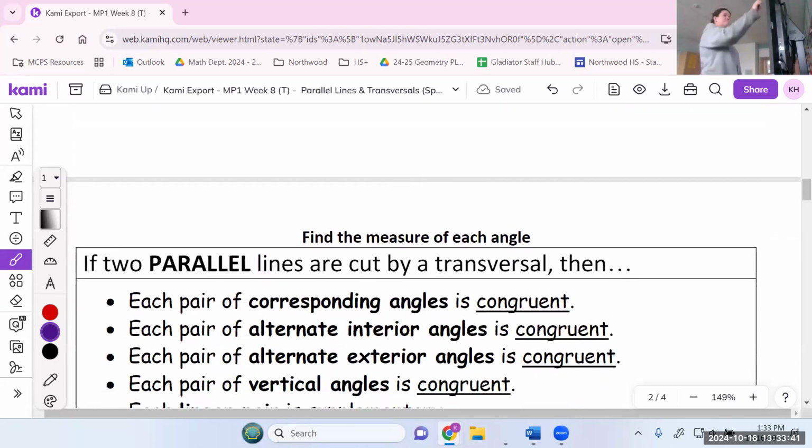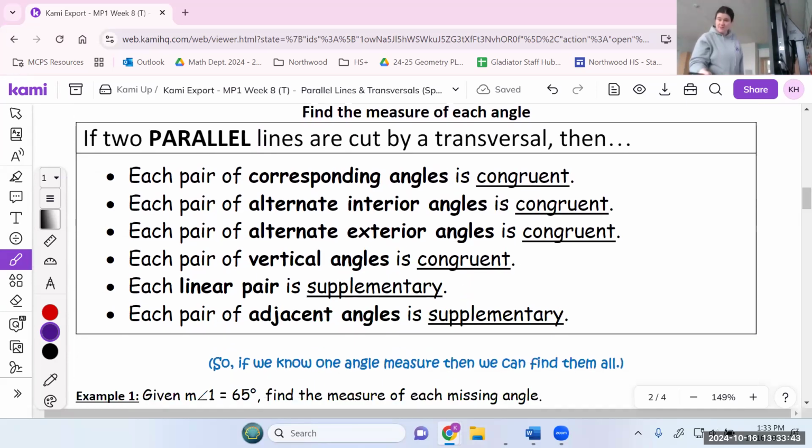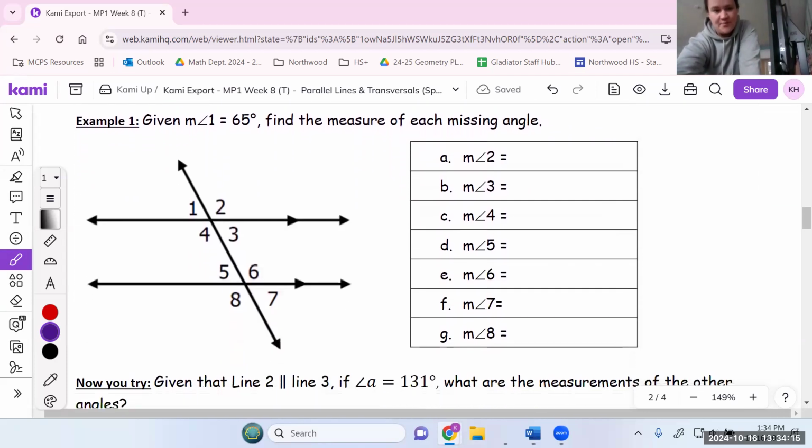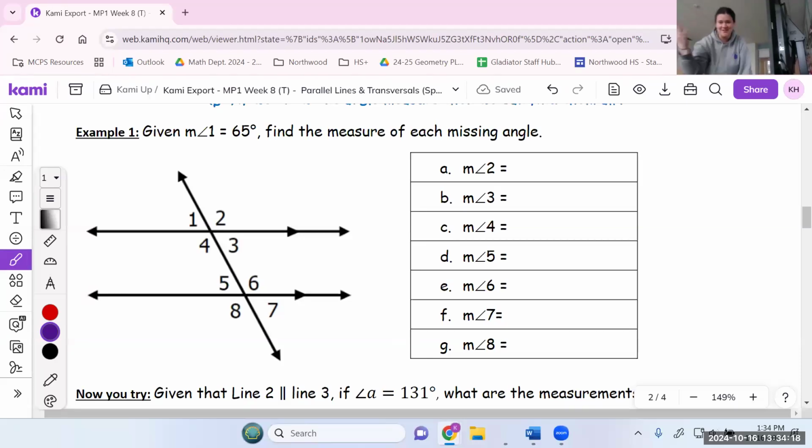I'll do some of these. I'm going to leave you some. But again, if two parallel lines are cut by a transversal, then corresponding angles are congruent. Alternate interior angles are congruent. Alternate exterior are congruent. Vertical angles are congruent. When they're a linear pair, or adjacent angles, adjacent meaning next to, they're supplementary. So we'll do a couple and then I'll do an example. I'll let you try the one that says now you try.